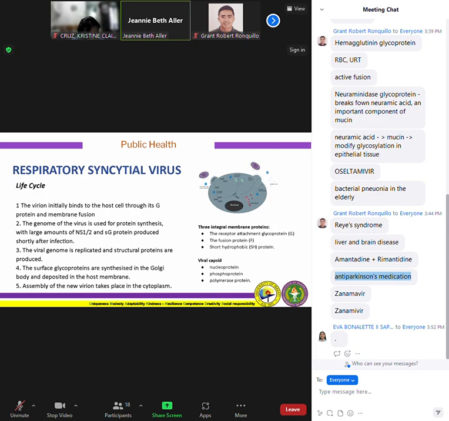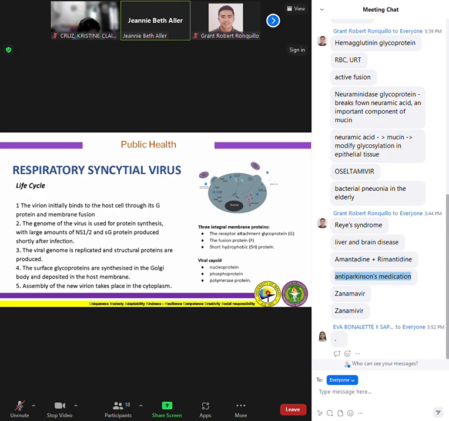And then the life cycle of RSV: first, the virion initially binds to the host cell through its G protein, and membrane fusion is mediated by the F protein. When it arrives at the membrane of the target cell, it folds itself to bring the viral and host membranes into contact, resulting in membrane fusion. Next, the genome of the virus is used for protein synthesis, with large amounts of NS1, NS2, and SH protein produced shortly after infection. These proteins protect the replicating virus from the host immune defense.